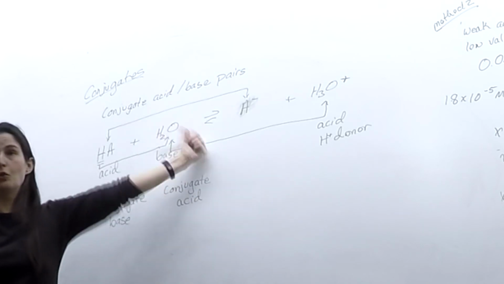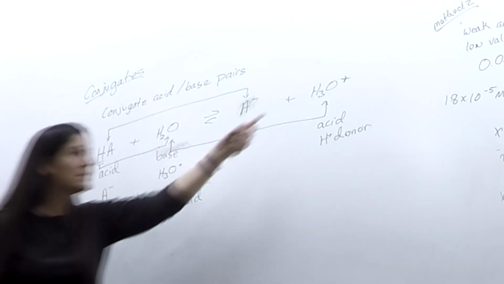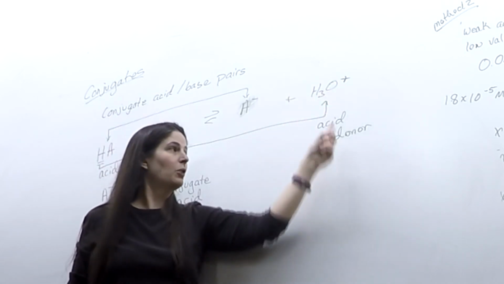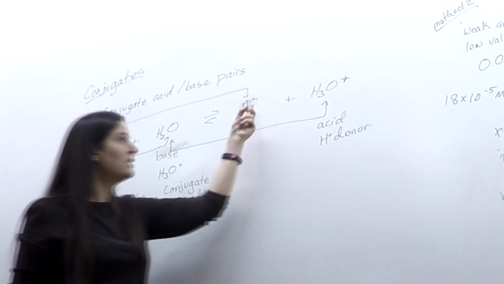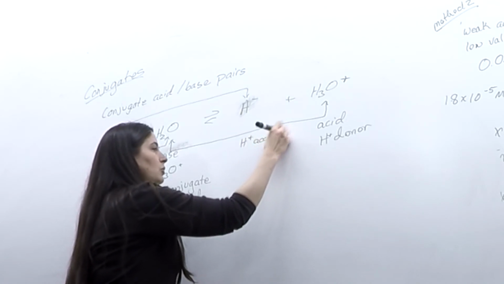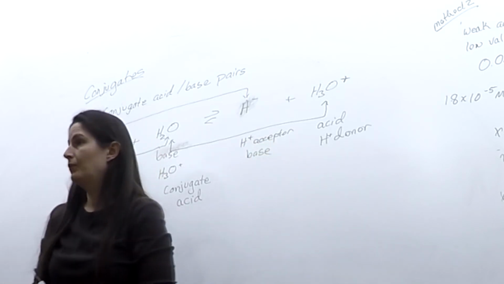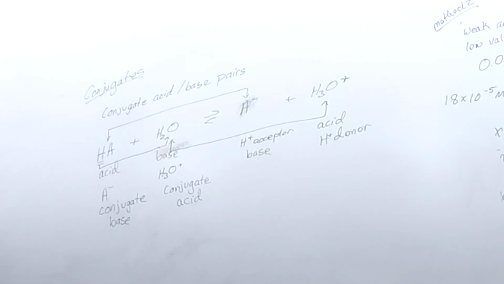When this reaction goes back the other way to recreate the acid and the base, this is now the hydrogen donor, which is an acid, and this will now be the hydrogen acceptor. So by definition, this has to be a base. So an acid becomes a conjugate base, and a base becomes a conjugate acid in their pairing. So that's how we're going to pair these two together.